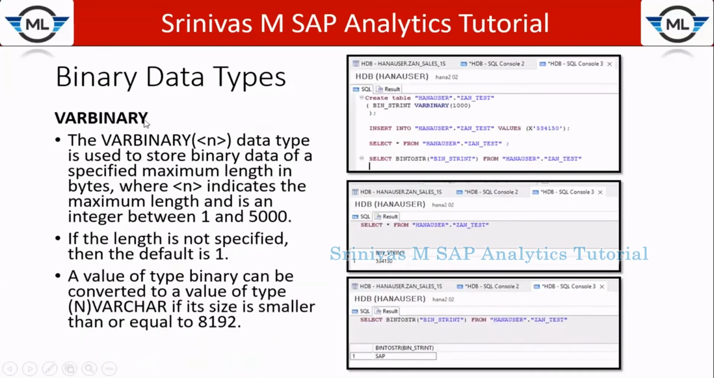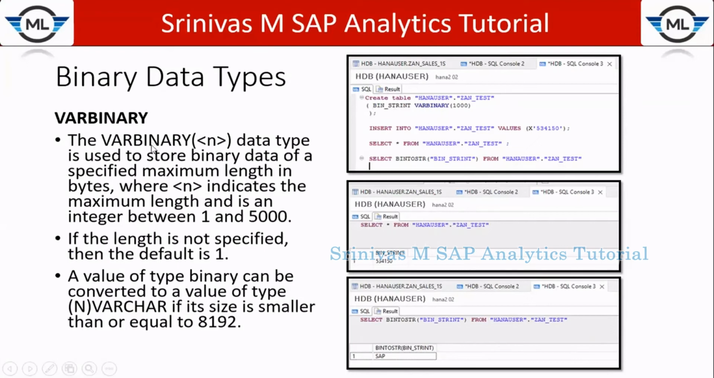Now going to binary data type. So what is binary data type? A VARBINARY data type is used to store binary data of a specified maximum length in bytes, where n indicates the maximum length and is an integer between 1 and 5000. To understand it in a better way, I give an example here. I created a table, and in the table I created one column called binary_string. I made a spelling mistake there, but I created one column of type VARBINARY.